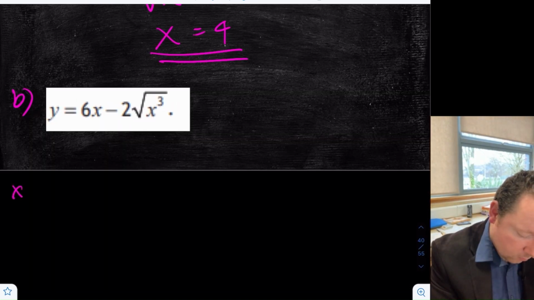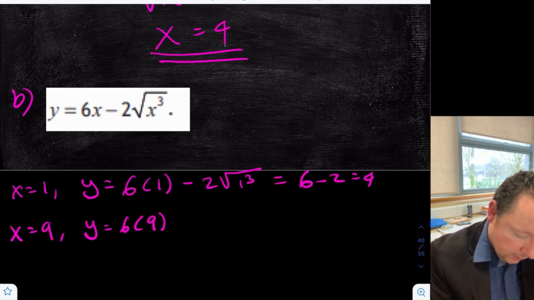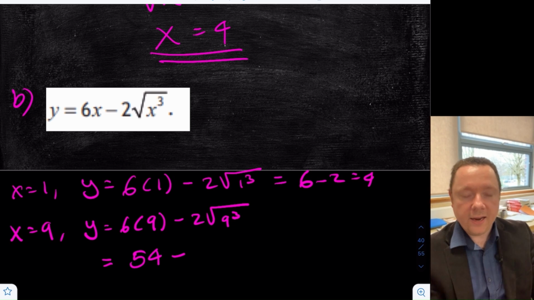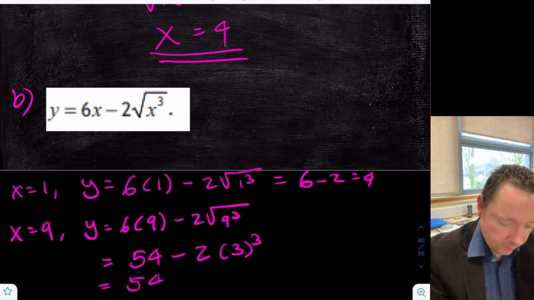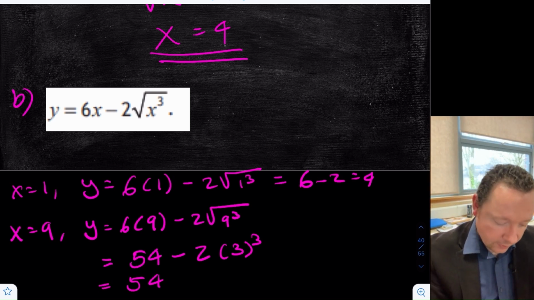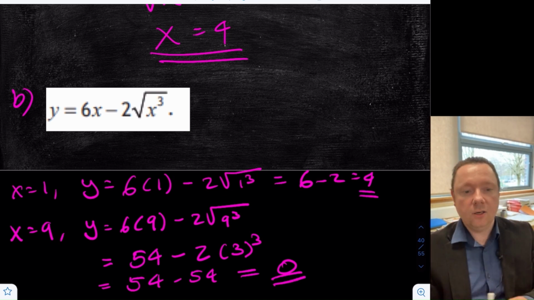So at x equal to 1, y equals 6 times 1 minus 2 times the square root of 1 cubed. 6 times 1 is 6, minus 2 equals 4. At x equal to 9, the other one, y equals 6 times 9, minus 2 times the square root of 9 cubed. 6 times 9 is 54, minus 2 times the square root of 9, which is 3, cubed. 3 3s are 9, times 3 is 27, 27 times 2 is 54, that gives me 0 is the answer at the limits.